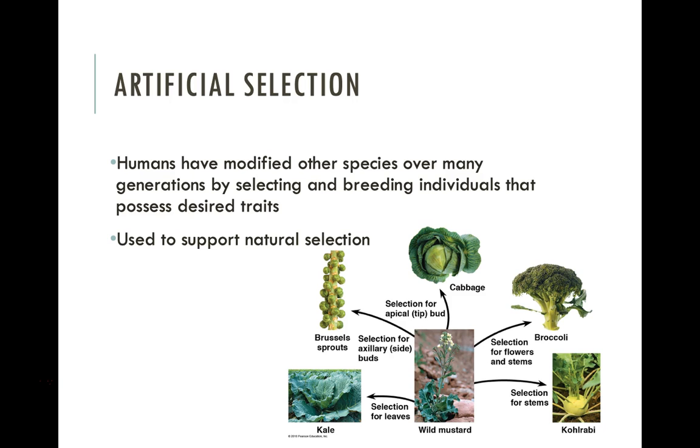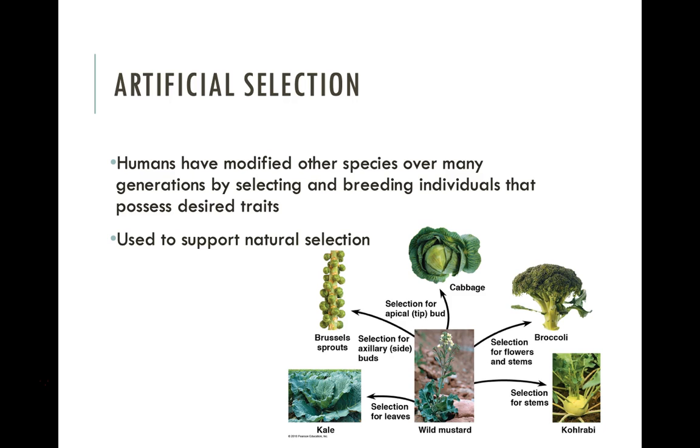All of these vegetables, you probably recognize almost all of them, are related to the wild mustard plant. So that wild mustard is there in the middle. And we get a variety of different vegetables based on selecting them for specific characteristics. So you get kale when you select for leaf size in mustard. You get Brussels sprouts when you select for axillary buds. You get broccoli when you select for flowers and stems.